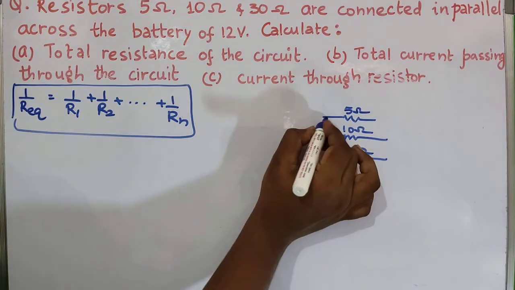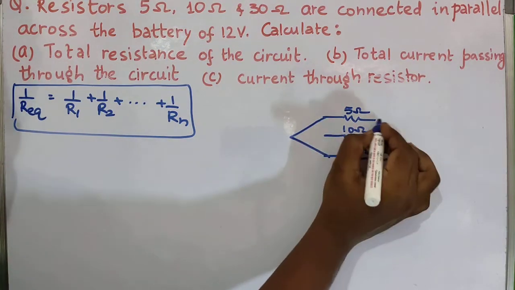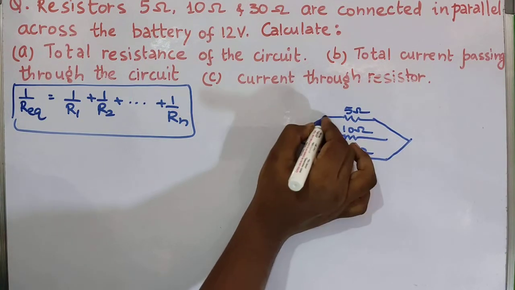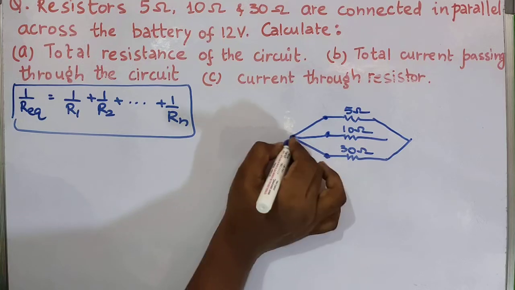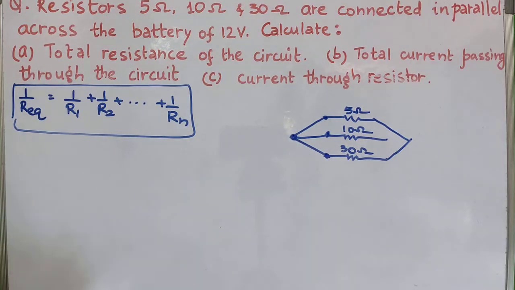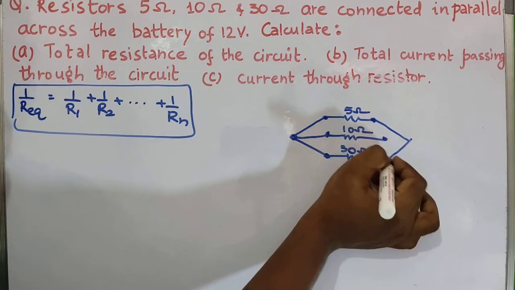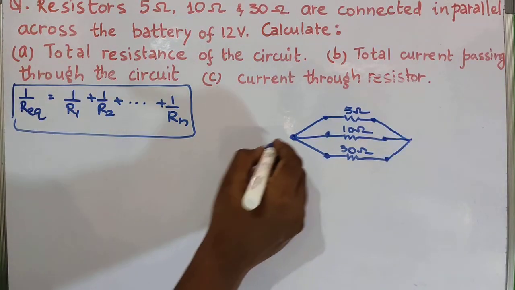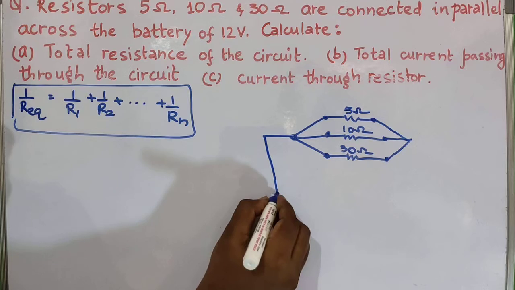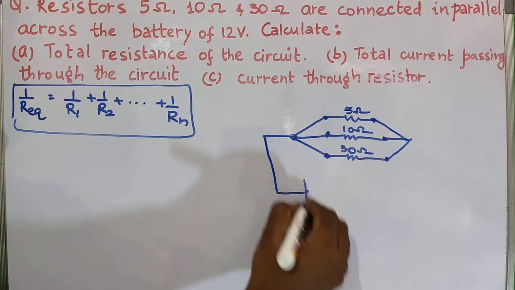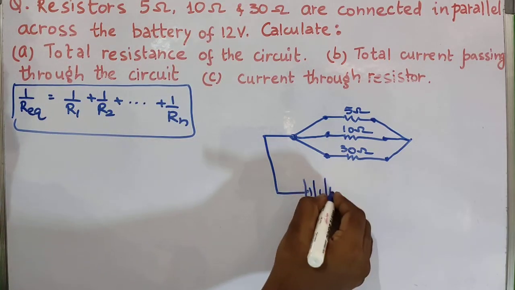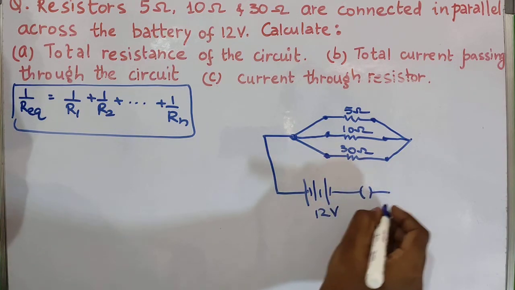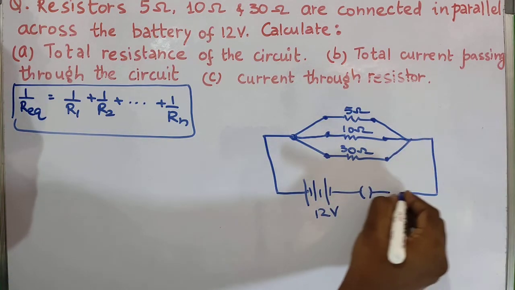So when they are connected in parallel, how do they look? All the terminals here are connected with connecting wires to one end, and all the terminals here are connected together. Then they are connected across how many volts battery? 12 volts battery. Let me make a switch here, right?